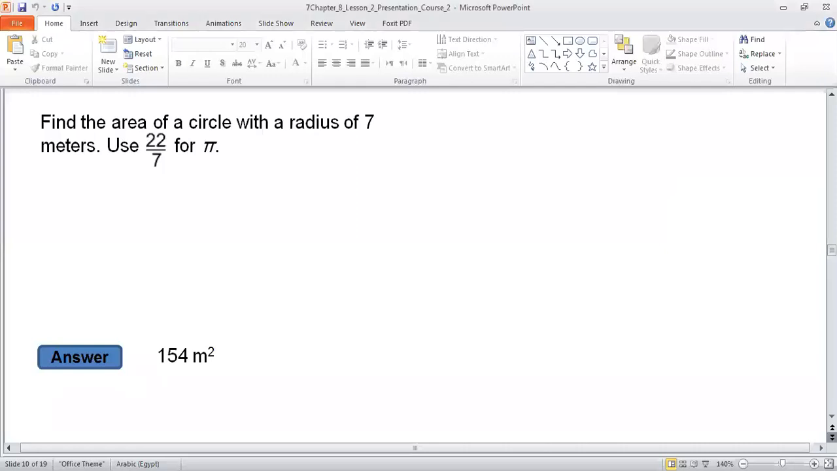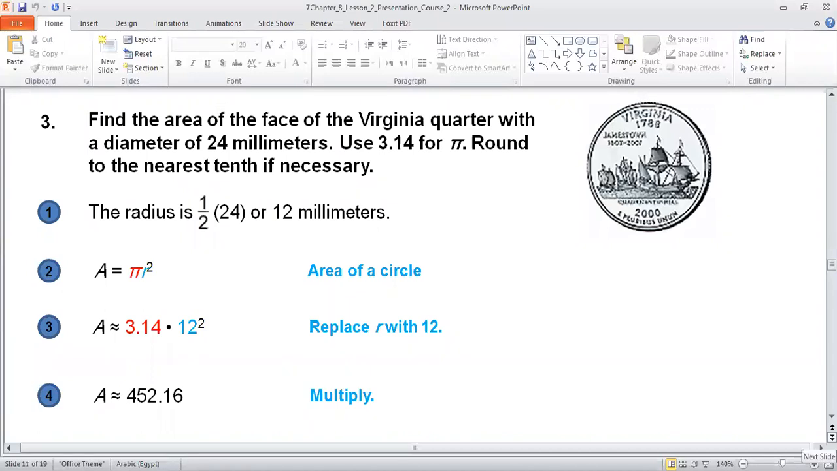Okay. Read the example, please, Faisal. Find the area of the base of the Virginia quarter. This is a coin, Faisal, like a real quarter. Virginia quarter with a diameter of 24 millimeters. So the diameter is equal to what? 24.